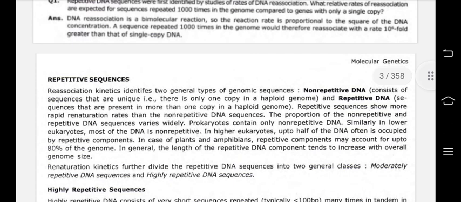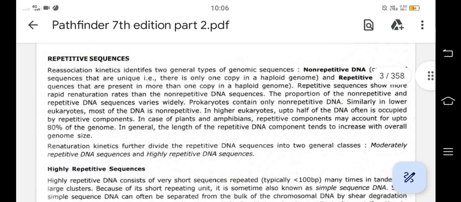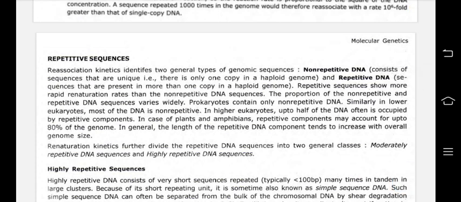Reassociation kinetics identifies two general types of genomic sequences. Non-repetitive DNA consists of sequences that are unique. There is only one copy in a haploid genome, and repetitive DNA means sequences that are present in more than one copy in a haploid genome. So repetitive sequences show more rapid renaturation rates than the non-repetitive DNA sequences.